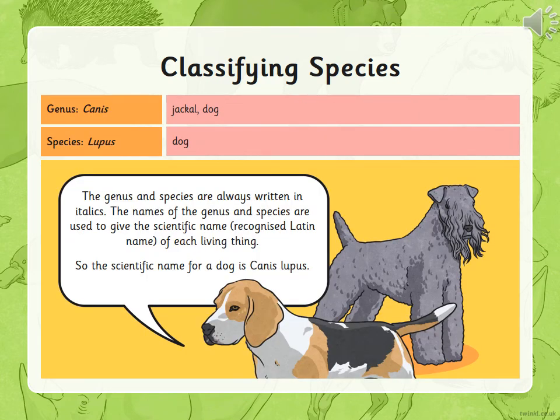The genus and species are always written in italics. The names of the genus and species are used to give the scientific name, the recognized Latin name, of each living thing. So the scientific name for a dog is Canis lupus.